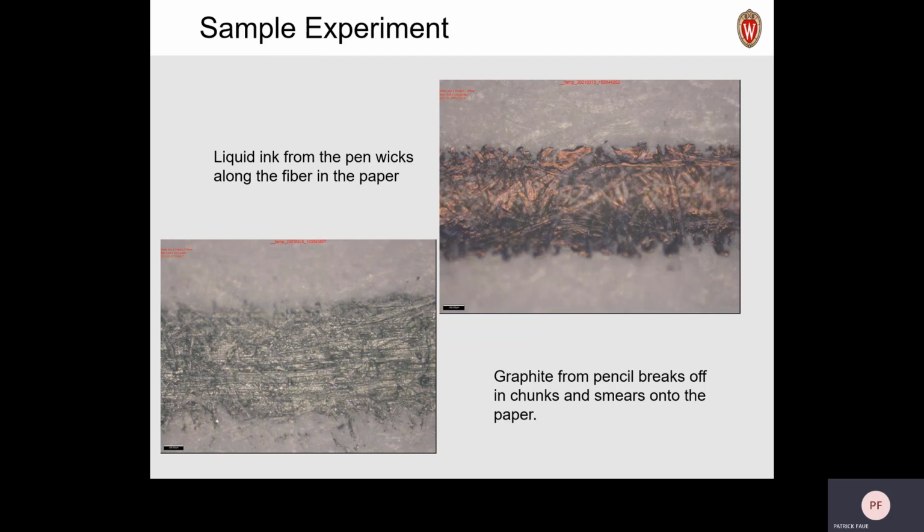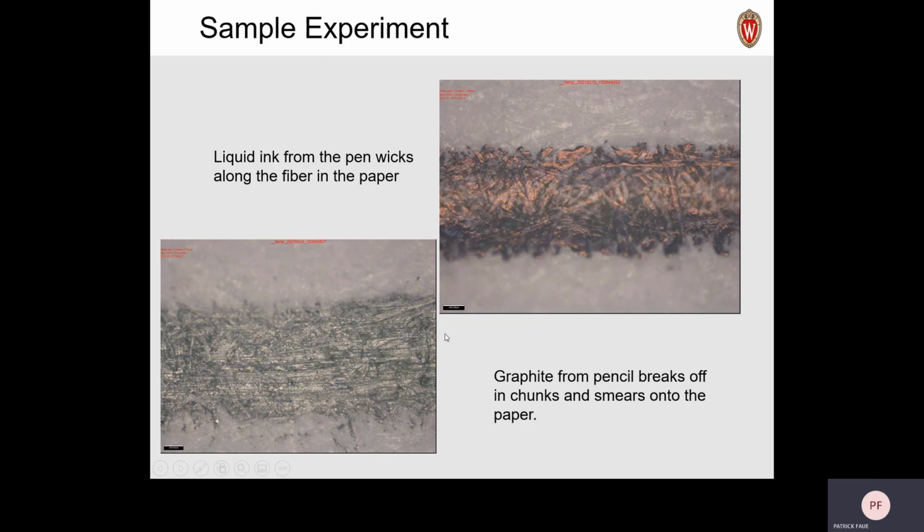What you can see is that for the liquid ink on the pen, when the liquid ink hits the paper, it wicks along the actual fibers. So what you're seeing here is actually the fibers of the paper, and the ink sitting on top of it or wicking along it. As you can see, when the liquid ink hits the paper, it spreads out and goes along the fibers. It wicks similar to a candle wick, for example.